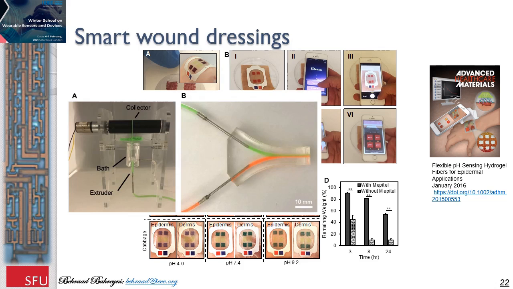The fibers are produced in a system like this. These are coaxial fibers made of hydrogels. They mix these materials inside a very simple system using a very simple microfluidic nozzle, and they collect the fibers in a CaCl2 solution and then incorporate them into the smart dressings.